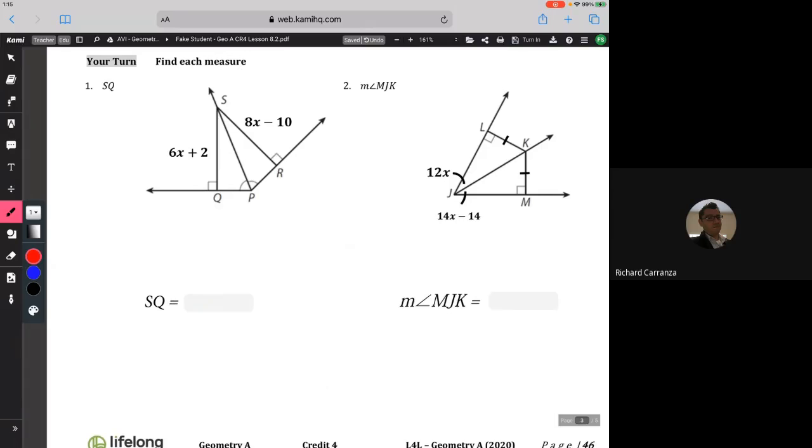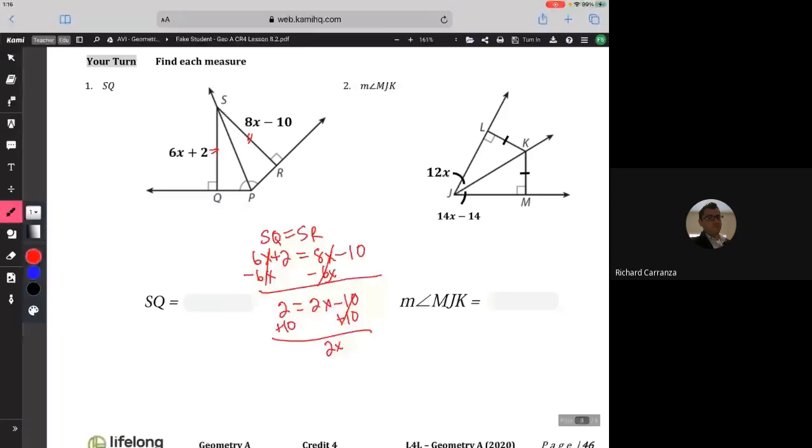So according to this theorem, we know that SQ is equal to SR. So when I'm trying to do this problem, you can start off with the theorem tells me SQ is equal to SR. And then we just write down, we substitute. So SQ is 6x plus 2 equal to 8x minus 10. Then I'm going to subtract 6x from both sides. You end up with 2 is equal to 2x minus 10. And then add 10 to both sides. Bring down the 2x is equal to 12 and divide both sides by 2. You end up with x is equal to 6.